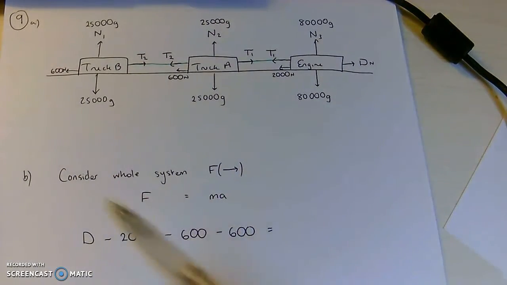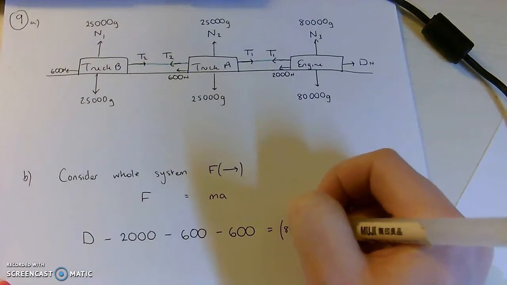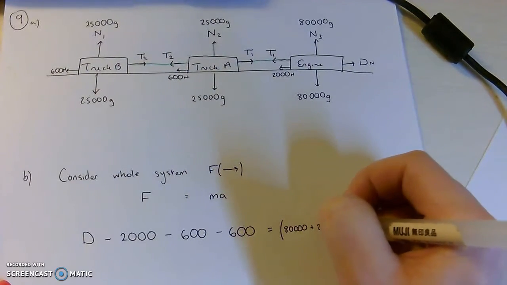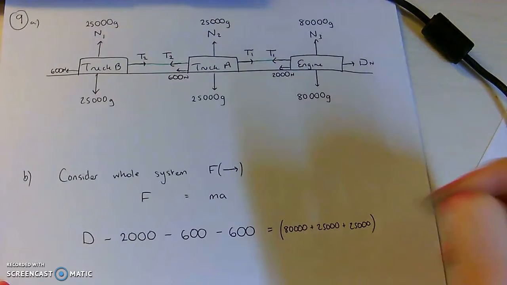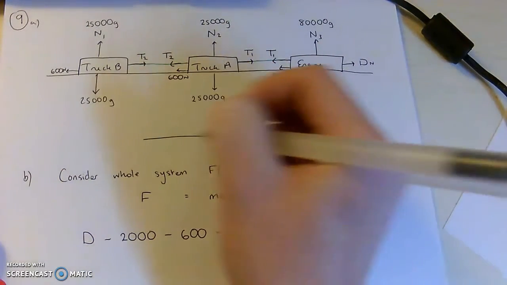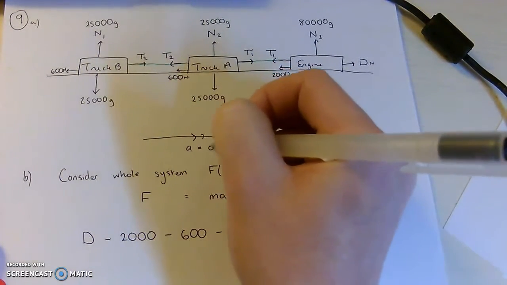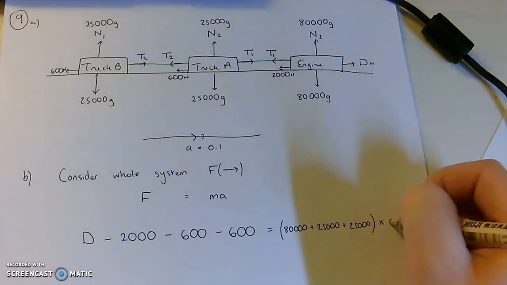Now, because we've considered the whole system, I need to consider the mass of the whole system. So 80,000 add 25,000 add 25,000 is the mass, times by the acceleration. Now, I always used to draw this on, if you remember when we did this. Okay, I forgot because I'm going between cameras and stuff. But the acceleration is 0.1, it says it in the question. So I'm going to times that by 0.1.